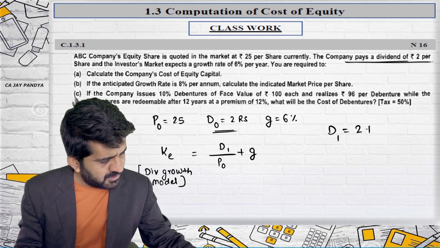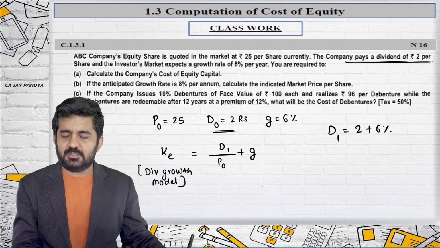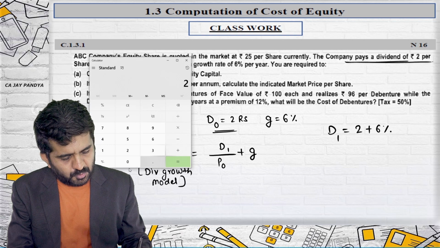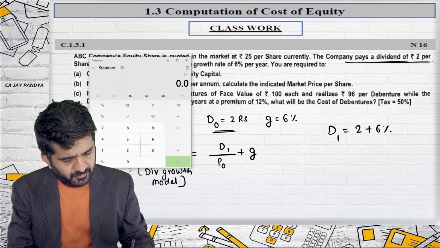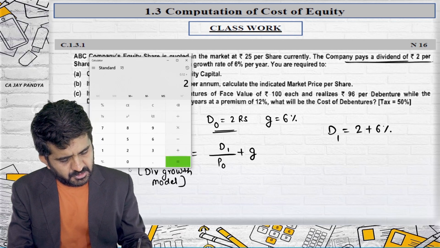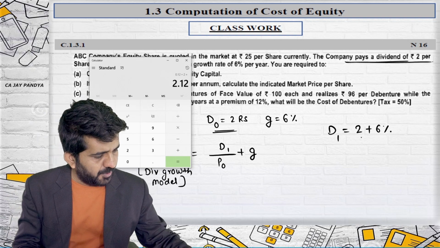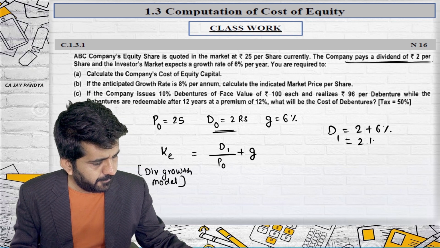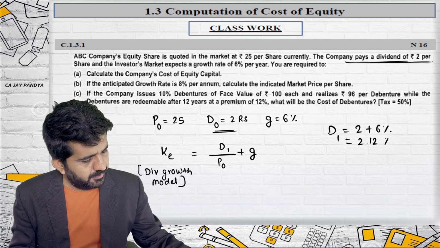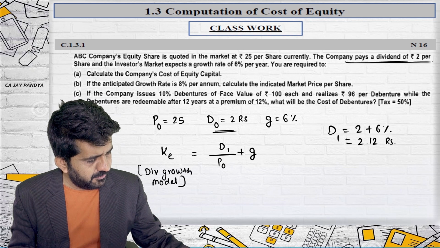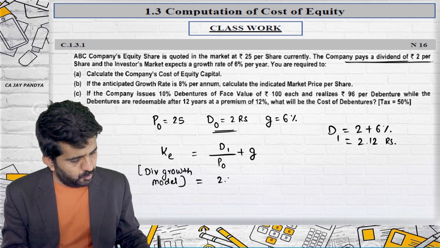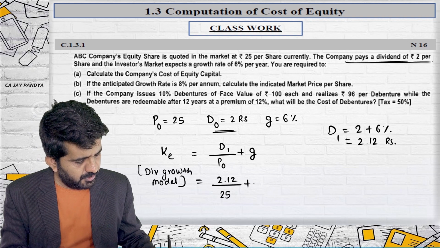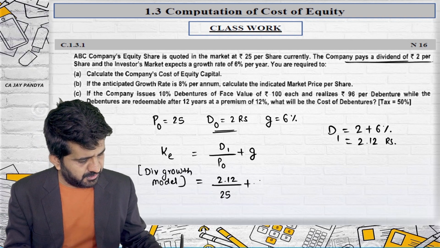So, what will be the dividend after 1 year? It is 2 rupees plus 6%. You can do it in your calculator directly, but I need to do this. 2 multiplied by 6% plus 2. That is 2.12. You can even do it orally. 2.12 rupees will be D1. My answer will be 2.12 divided by P0, which is 25, plus growth rate, which is 6%.